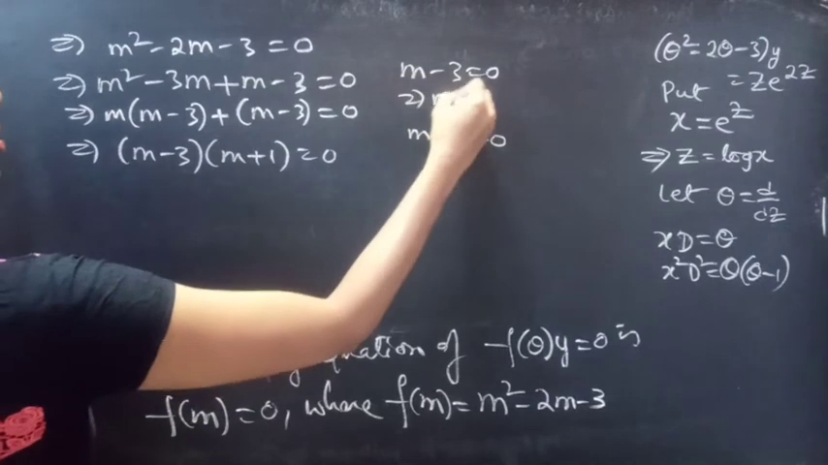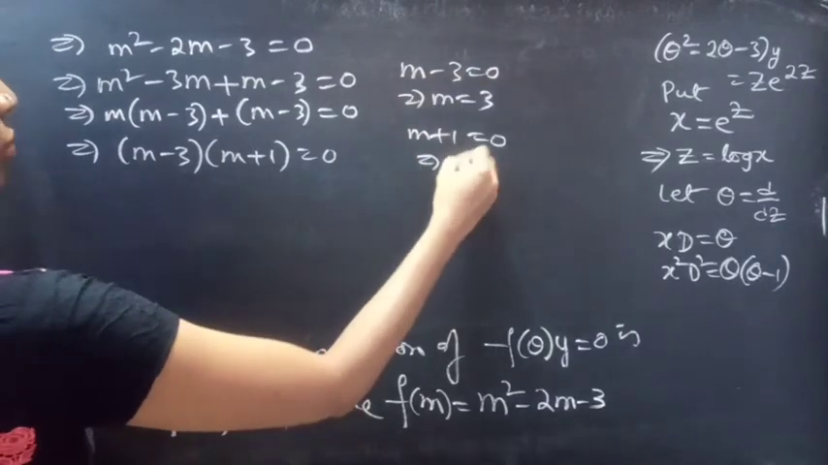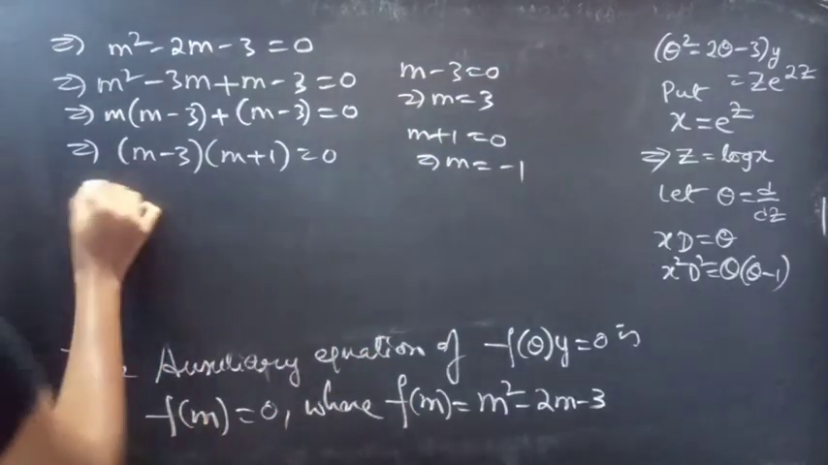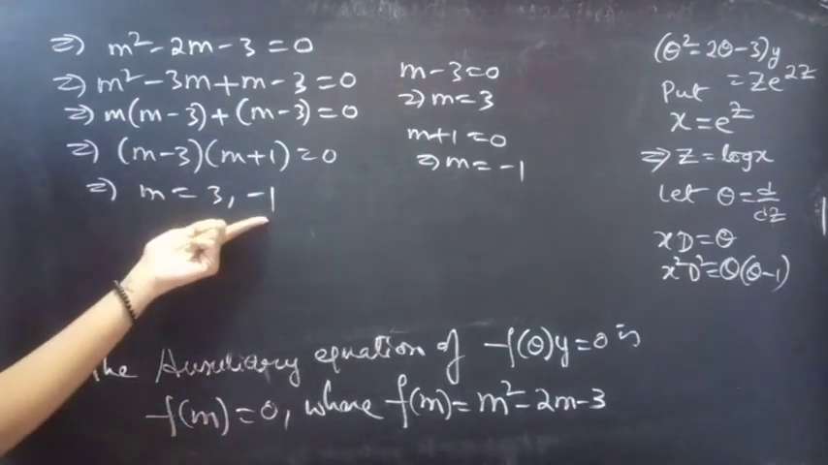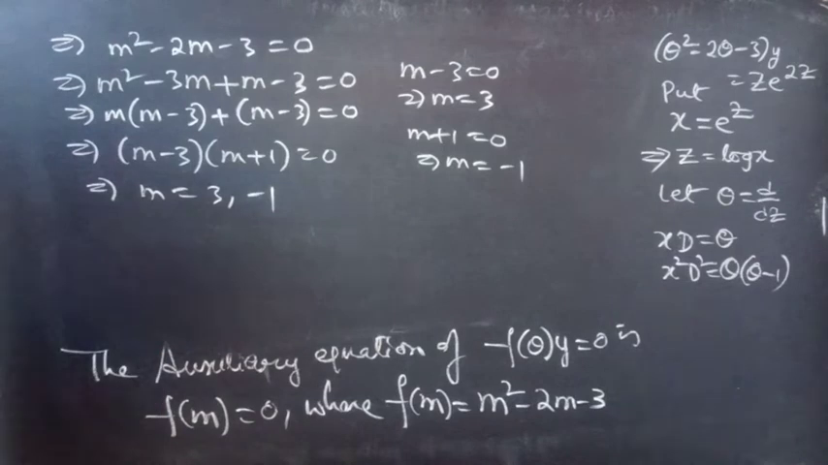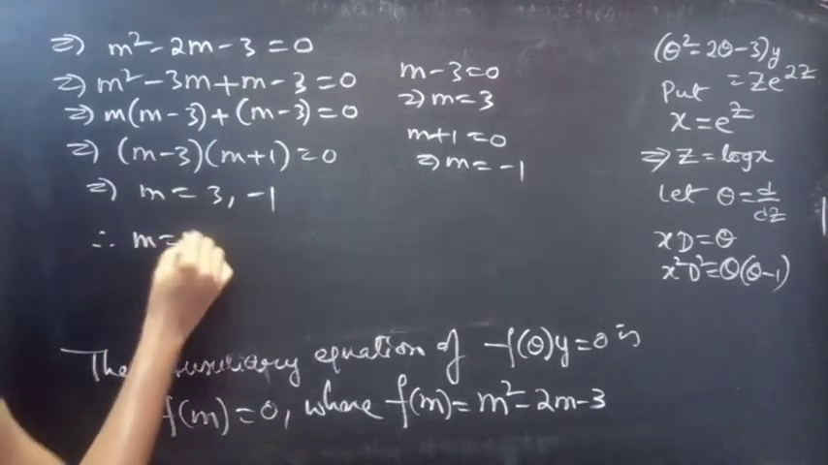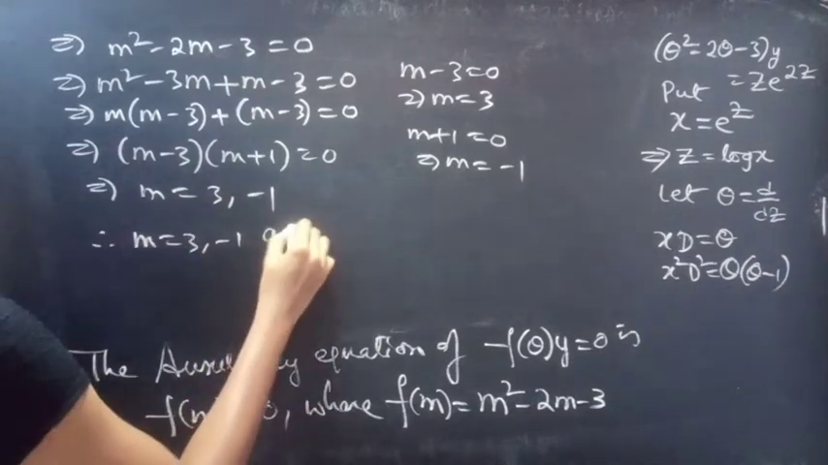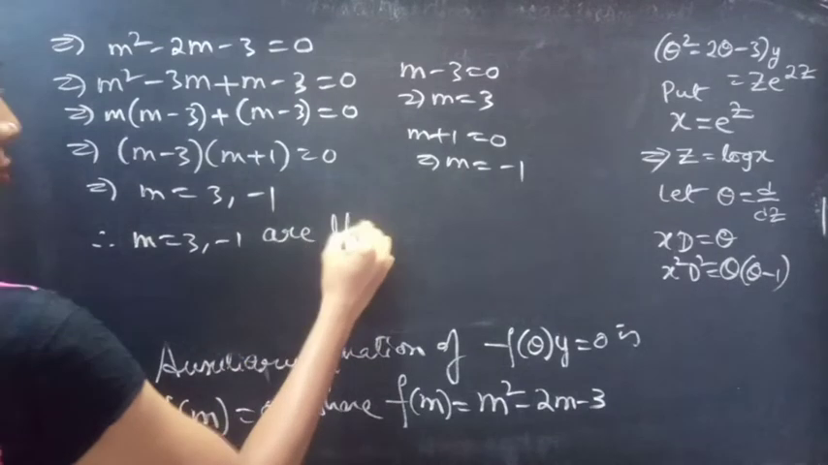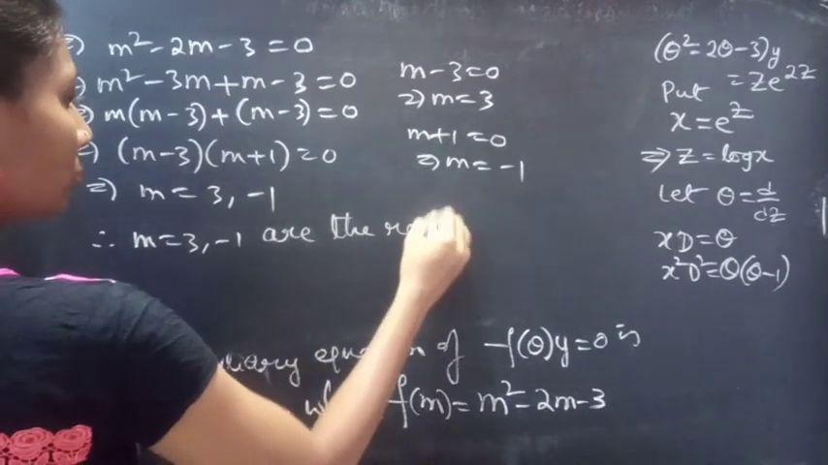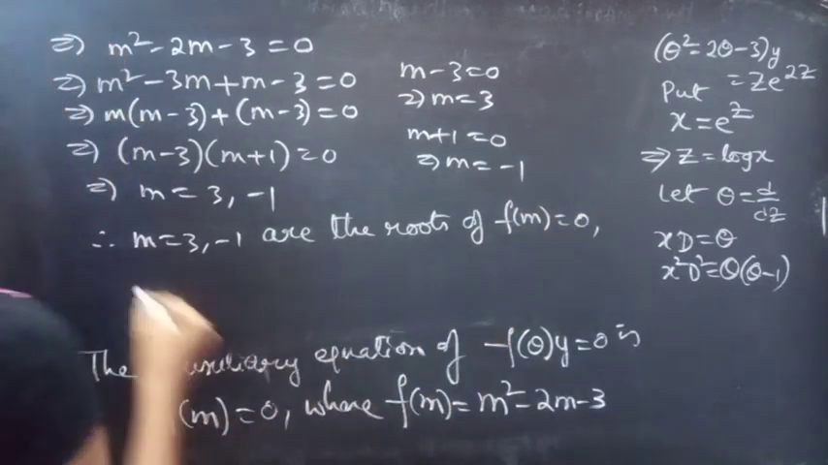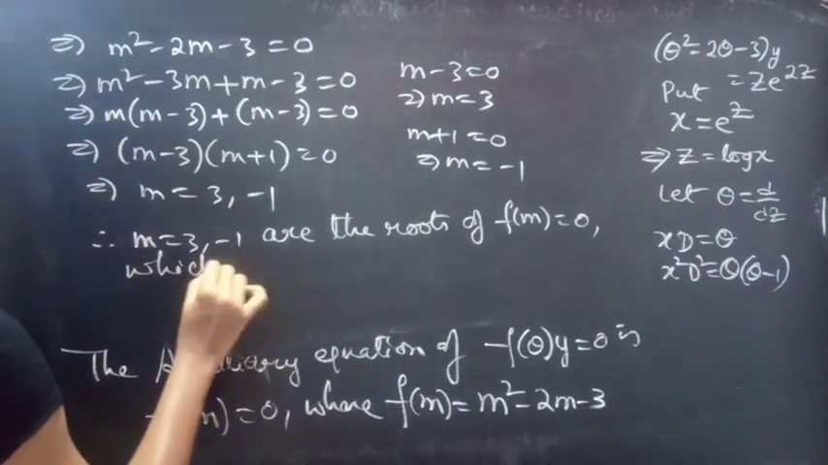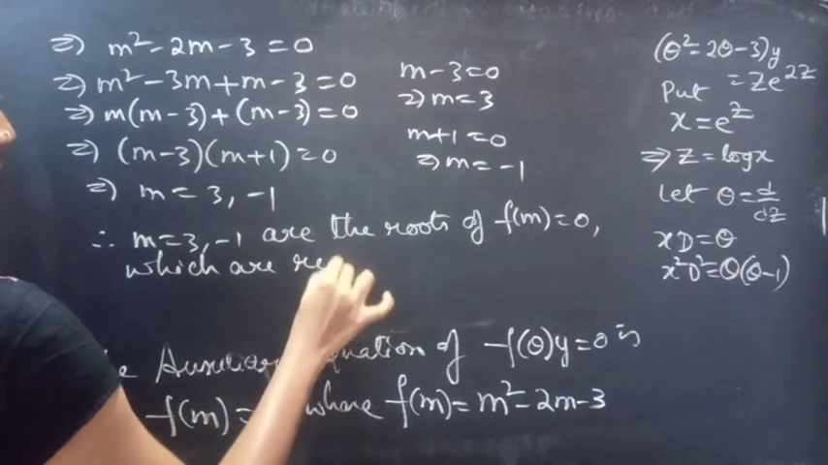From m minus 3 equals to 0, we'll get m equals to 3. From m plus 1 equals to 0, we'll get m equals to minus 1. Then the roots are m equals to 3 and minus 1, which are real and distinct, or we can call them real and different. Therefore, m equals to 3 and minus 1 are the roots of f of m equals to 0, which are real and distinct.